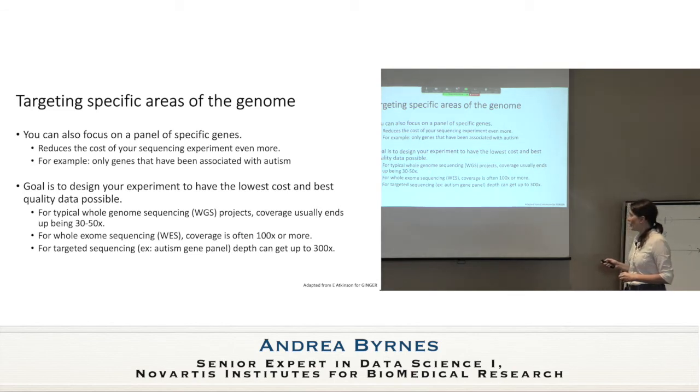So if whole genome coverage is normally 30 to 50x, whole exome coverage is often 100 times or more. And then if you wanted to do a really targeted gene panel, you could get up in the 300 range for about the same cost. And so that's sort of the idea behind these targeted sequencings.